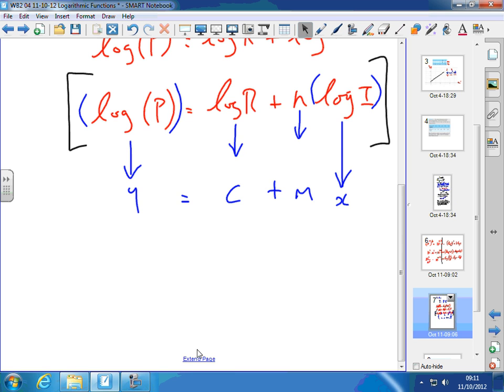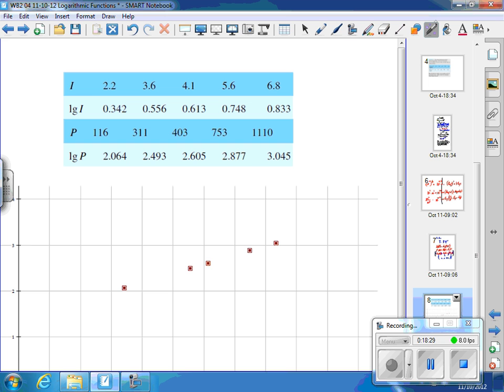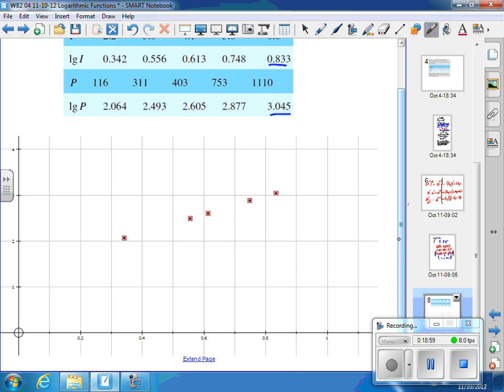So let's have a go at it. Log I, look, that's what's happened here. The current is here, and then log I has been calculated. If you go to your calculator, I equals 2.2. Find the log of 2.2, and you should find it's 0.342. P is 116 at that point, so the power is 116. The log of 116 is 2.064, and so on. The log of I and the log of P have been calculated and then plotted. Once they're plotted, you can see you get a straight line. So we can draw our straight line on there, and again use Autograph to find the y-intercept and the gradient.